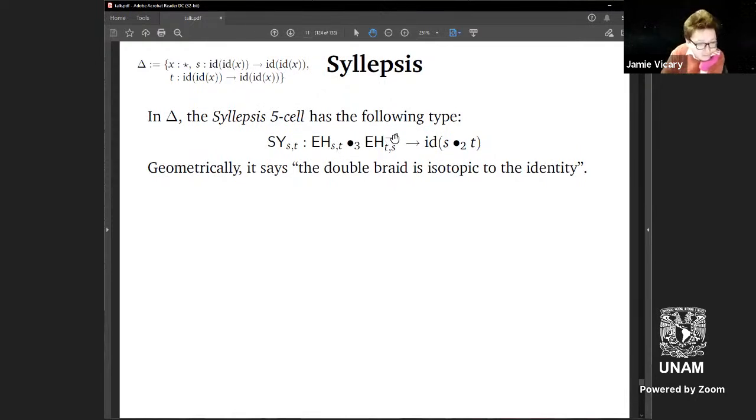So this is a mistake. This inverse shouldn't be there. This isn't a braid and an inverse braid. It's a braid and another braid. So these guys should not cancel out. But they do. The double braid is equivalent to the identity.